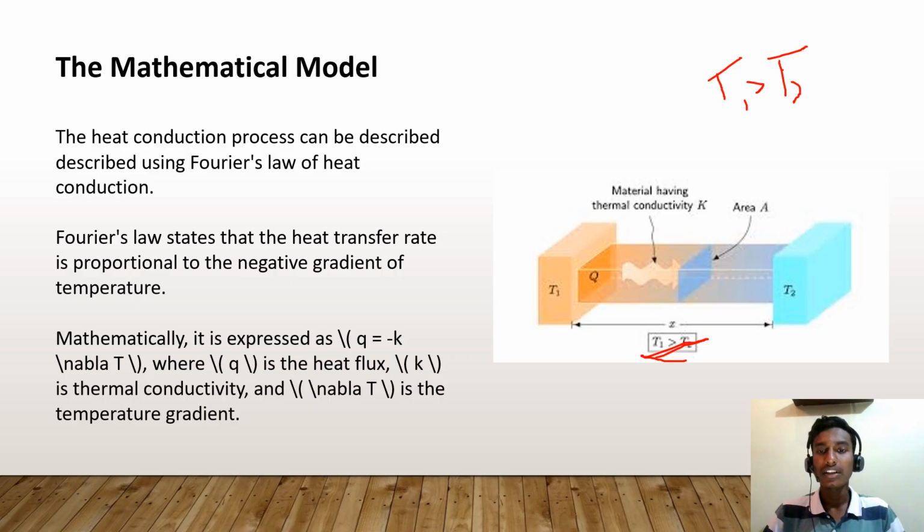and the material has thermal conductivity, represented as K, and the area covered is area A, represented with capital letter A. So X is the distance between the two objects where the heat is transferred in between. From this we get the mathematical expression Q = -K ∇T, where Q is heat flux, which I have already explained.